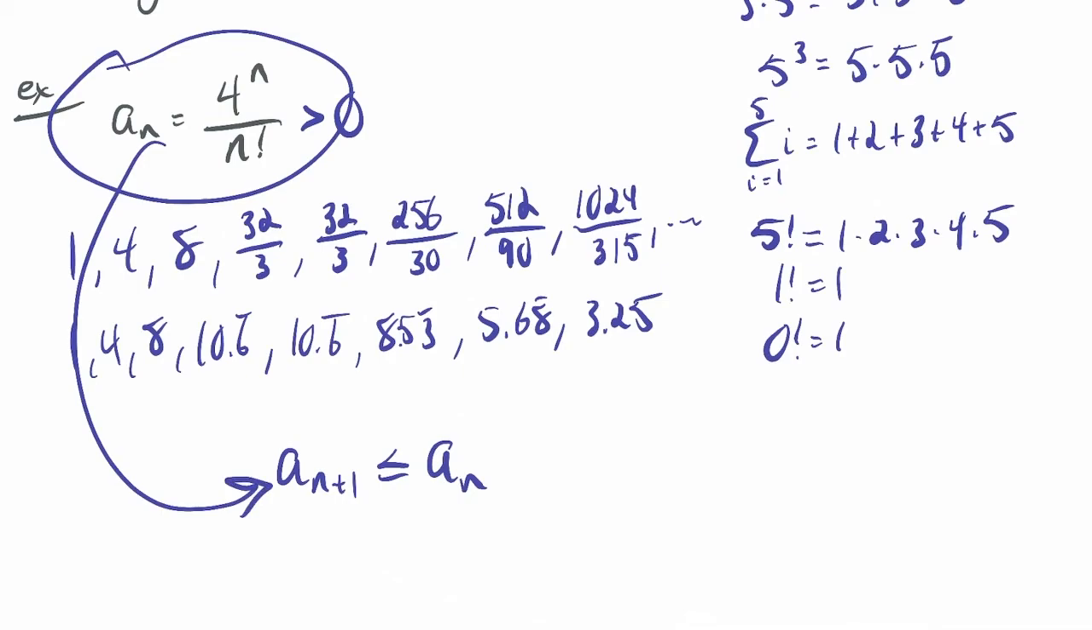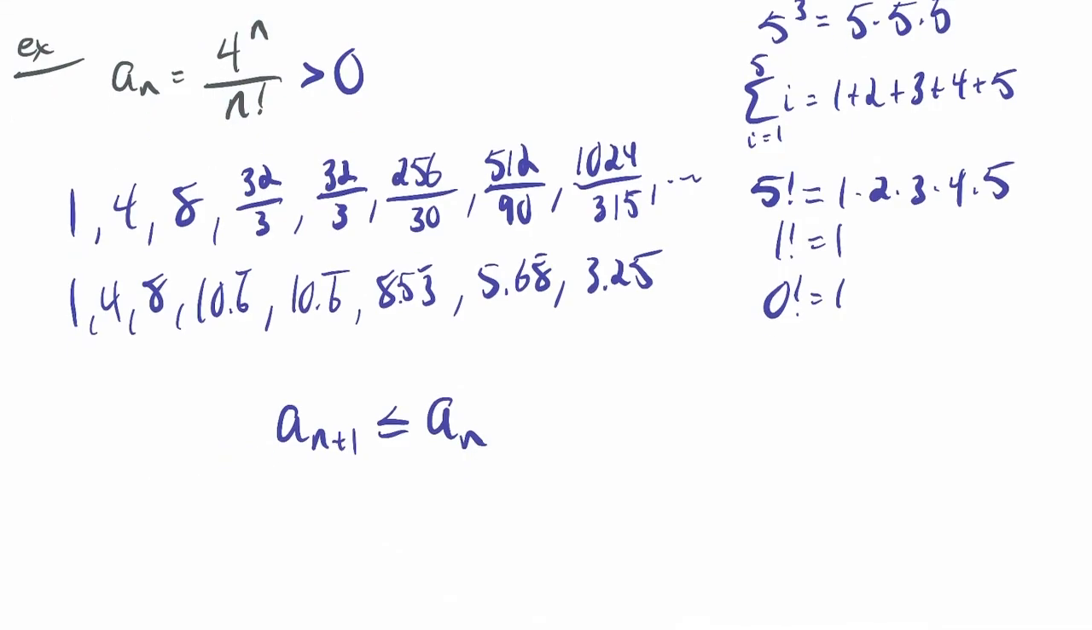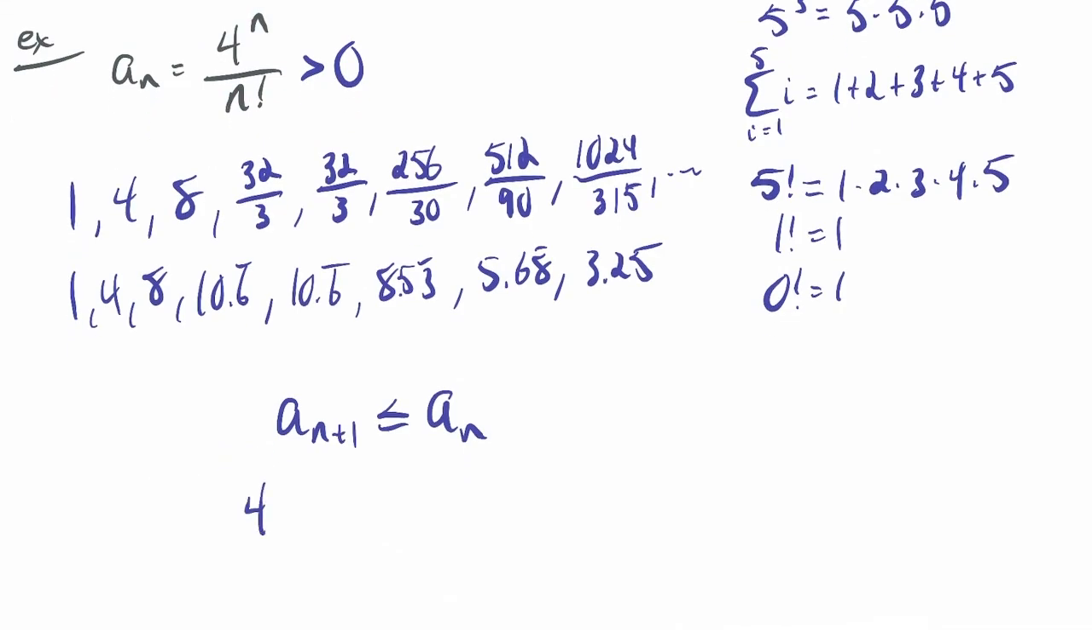So basically in the exponent here and in the factorial here, I'll put n plus 1 instead, because the index is n plus 1 for that term. Okay, so 4 to the n plus 1 power over n plus 1 factorial, which we may need to talk about a little bit.